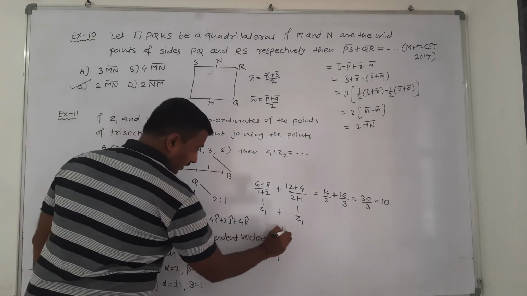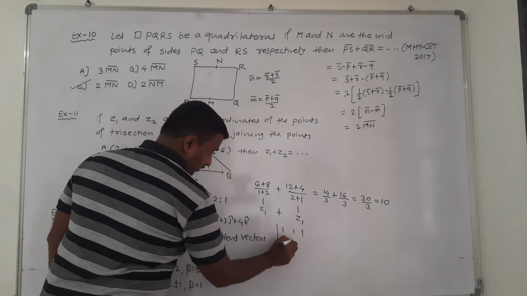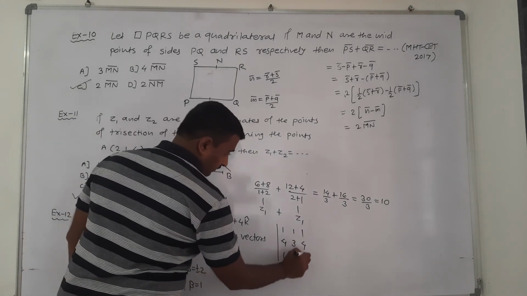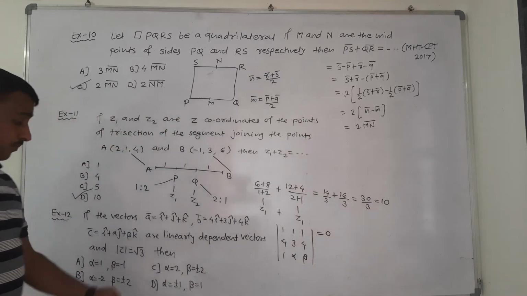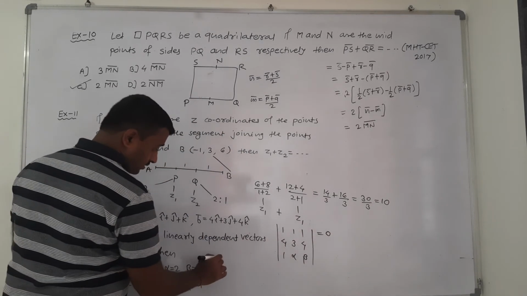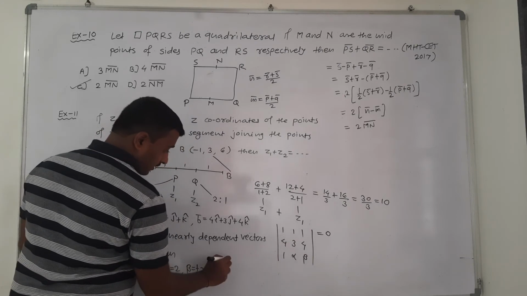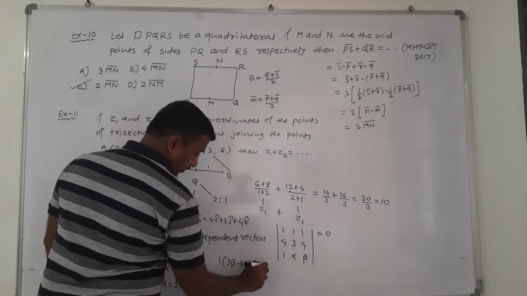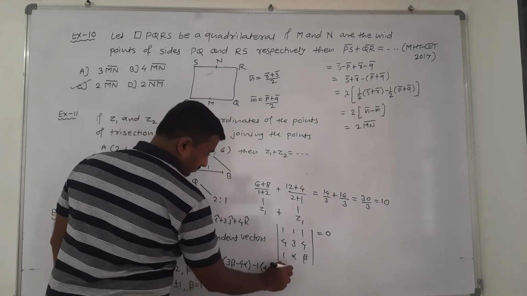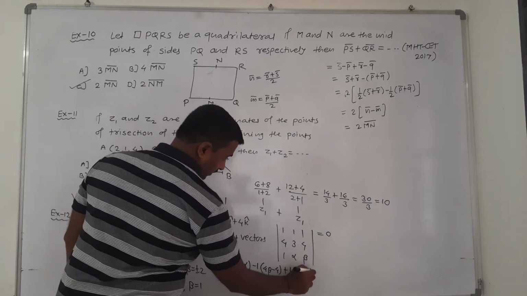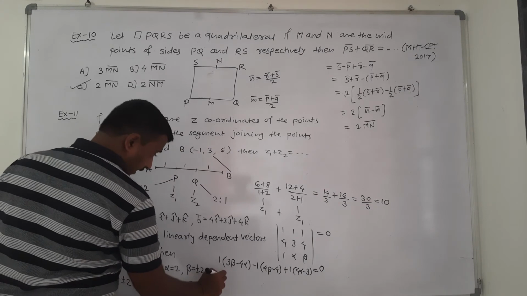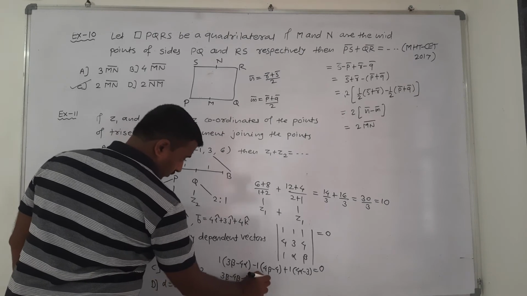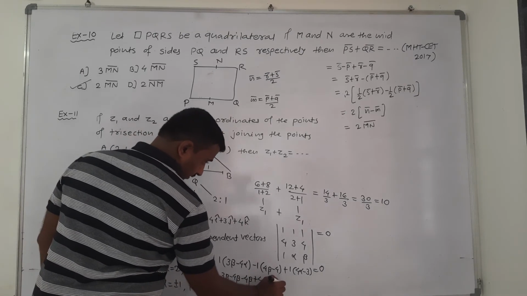First row 1 1 1, second 4 3 4, and last one 1 alpha beta, equal to 0. Scalar triple product is 0 because the vectors are linearly dependent. Now expanding, for the first, 1 inside, 3 beta minus 4 alpha, minus 1 inside, for the middle one 4 beta minus 4, and last one 1 inside, 4 alpha minus 3, is equal to 0. Now simplification: 3 beta minus 4 alpha minus 4 beta plus 4 alpha minus 3 is equal to 0.